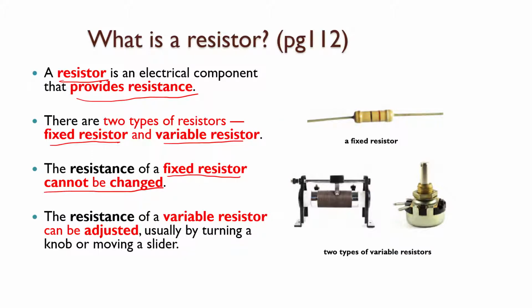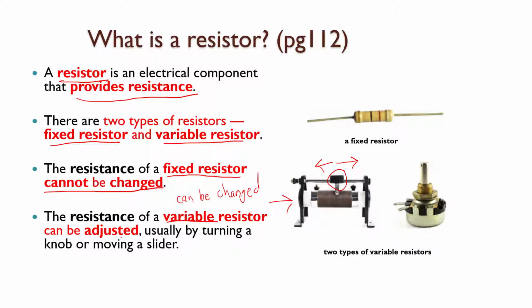While a variable resistor, variable means can be changed. So the resistance on this variable resistor down here can be adjusted by moving this slider. The slider is down here. You can move left and you can move right to change the resistance. Again, resistance is how much force is opposing the movement of the current.